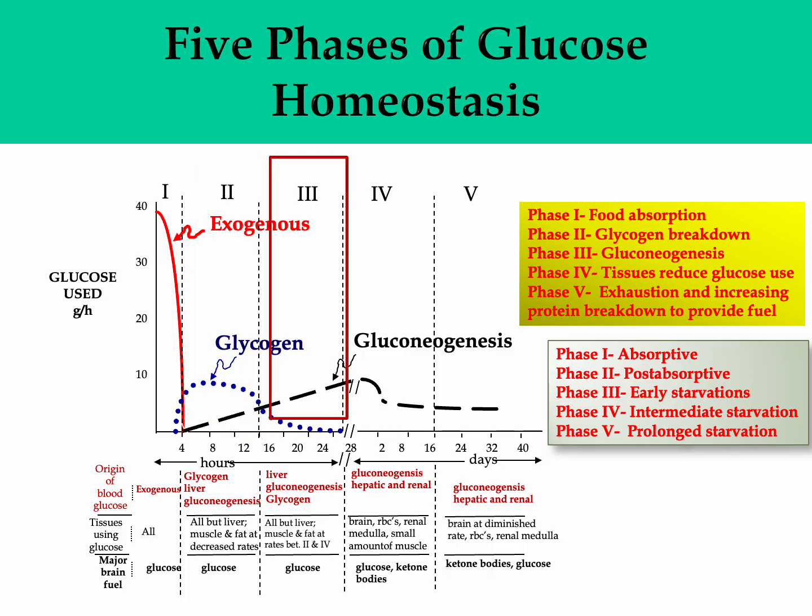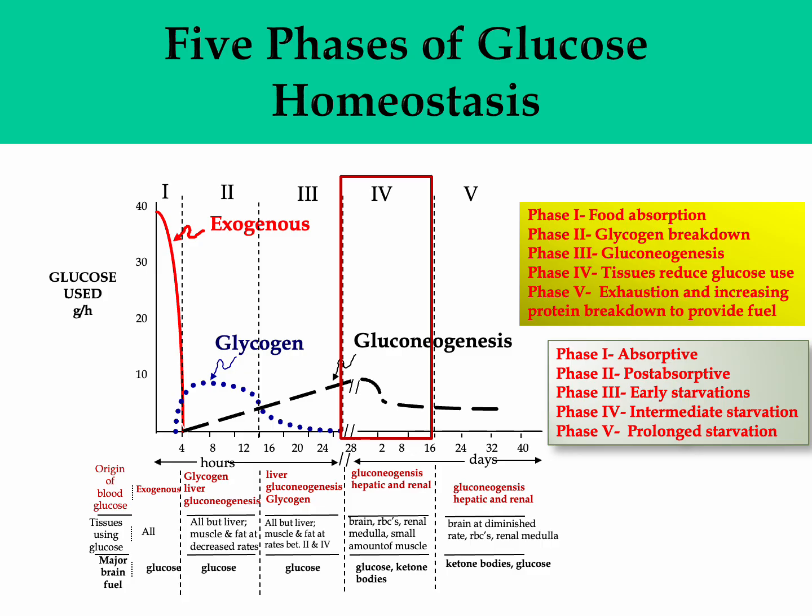Now, phase 3, which is early starvation, 16 to 48 hours. Glucose production shifts to gluconeogenesis using substrates like lactate, alanine, and glycerol. The liver is the primary source with some contribution from the kidney. Glucose is prioritized for the brain, red blood cells, and adrenal medulla, while muscles and other tissues increasingly rely on fatty acid. The brain still uses glucose predominantly, though ketone production begins.